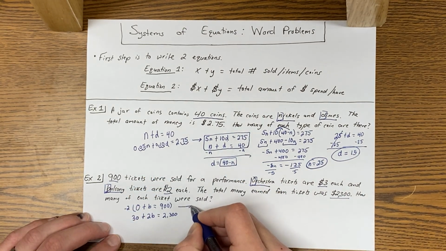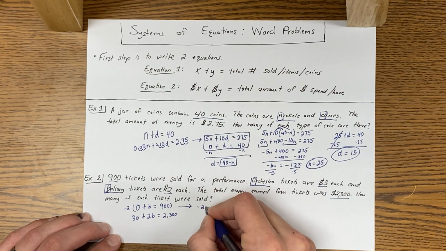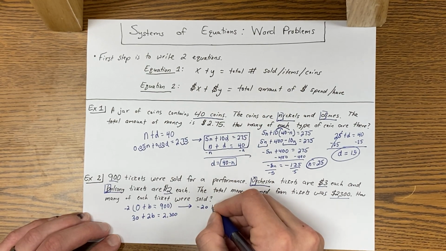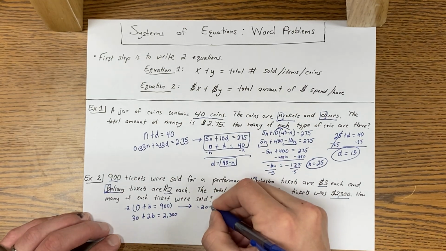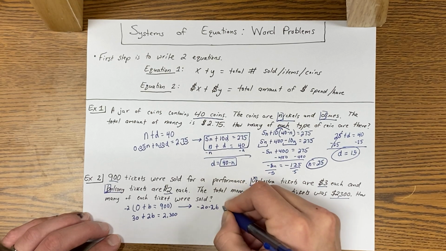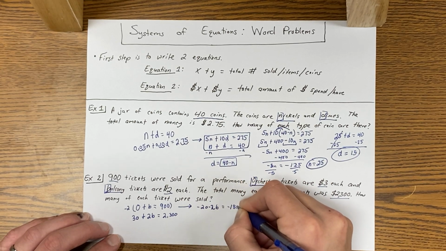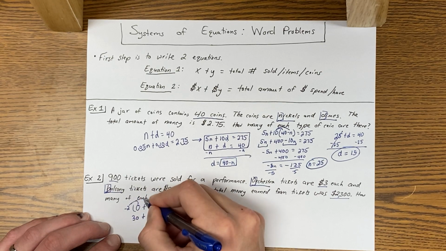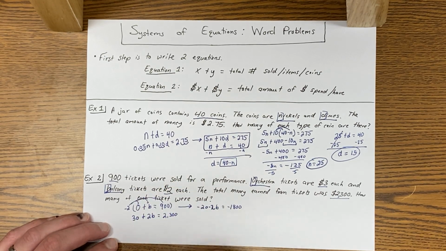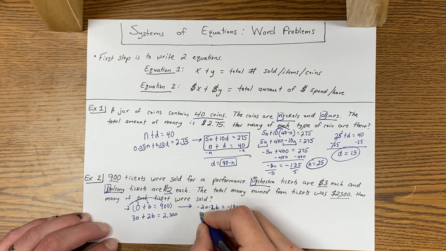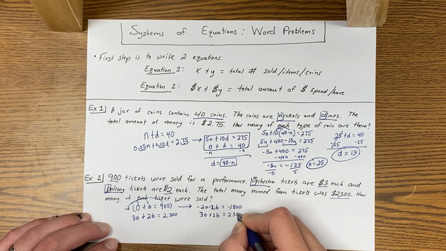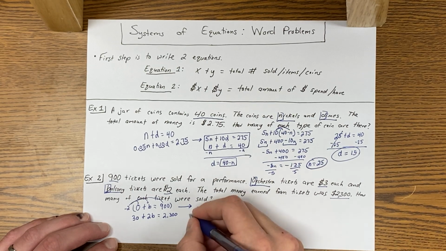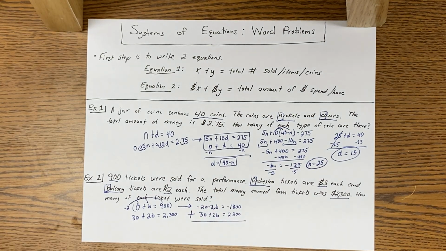So now this equation is going to become -2O minus 2B equals -1,800. So I multiplied everything in that equation by -2. Now rewrite this equation right below. So I get 3O plus 2B equals 2,300. Okay, so now when we're ready to have opposites, we write an addition sign right there. That means we're going to add everything straight down.